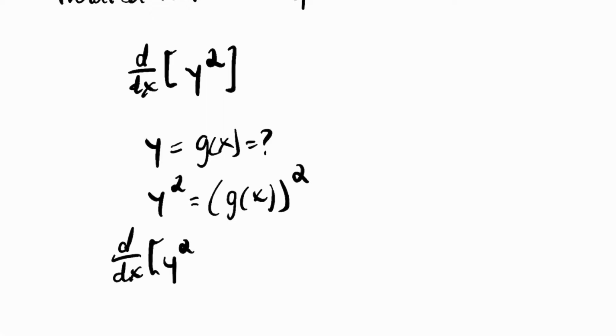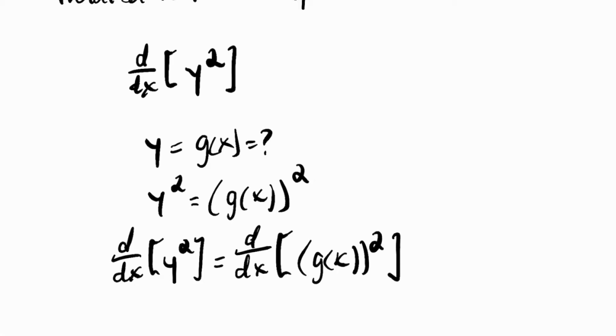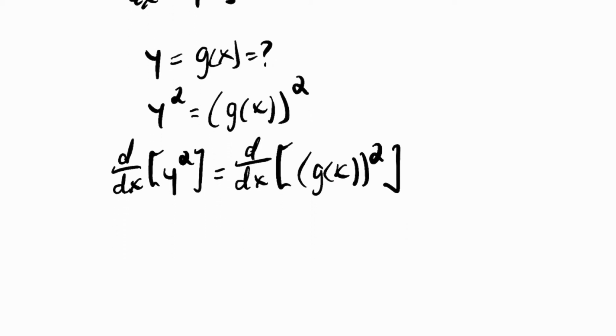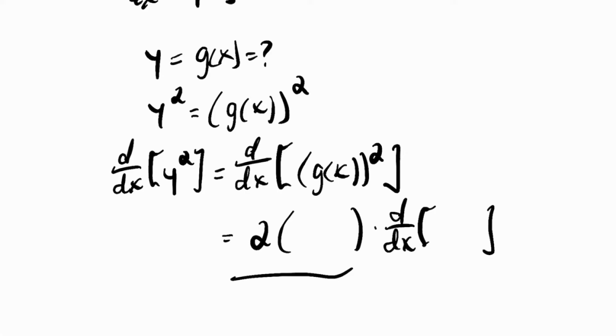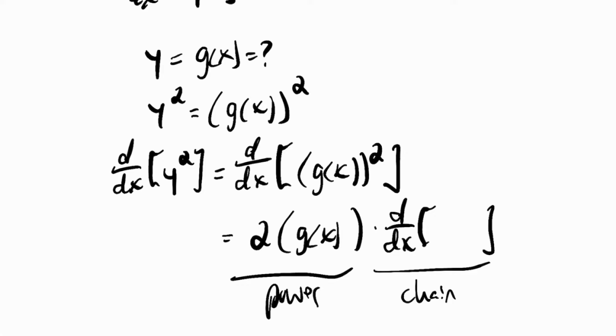This is the derivative with respect to x of g of x squared. So this is going to be 2 times the inside function times the derivative with respect to x of that inside function, because we have the power rule and then the chain rule. Power rule and chain rule are both at work. The inside function sits here, 2 times g of x, and the derivative of g of x goes here.